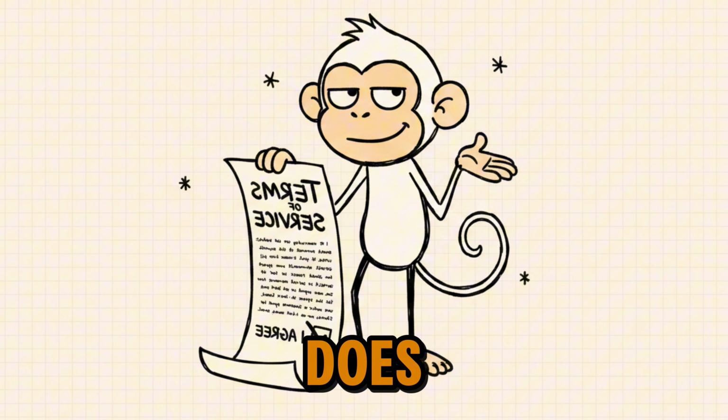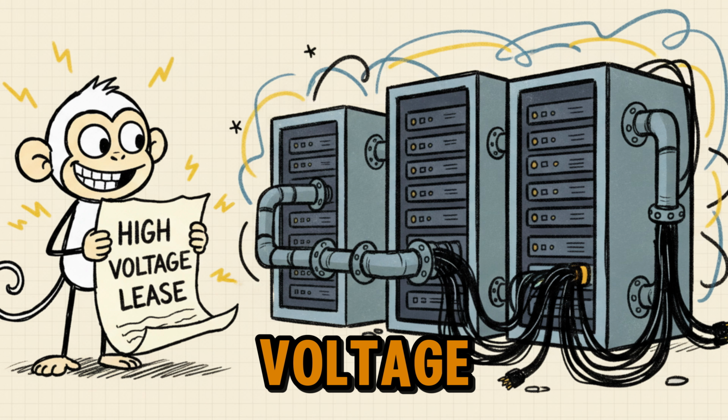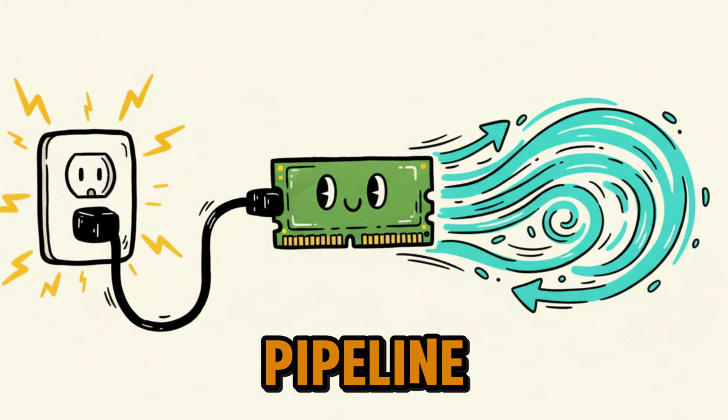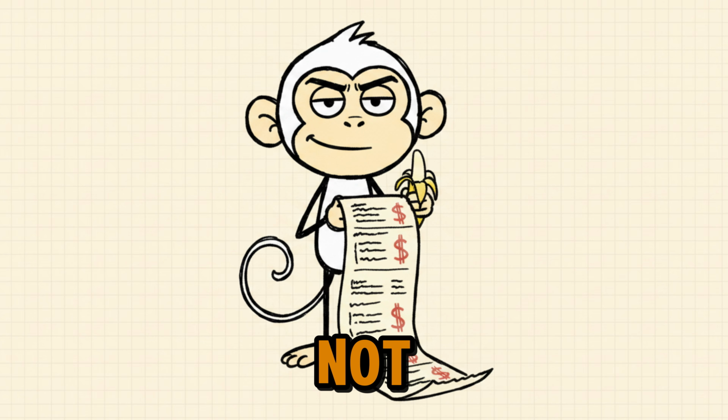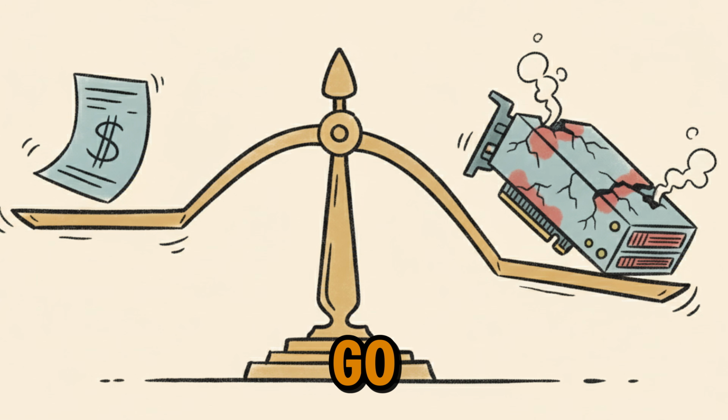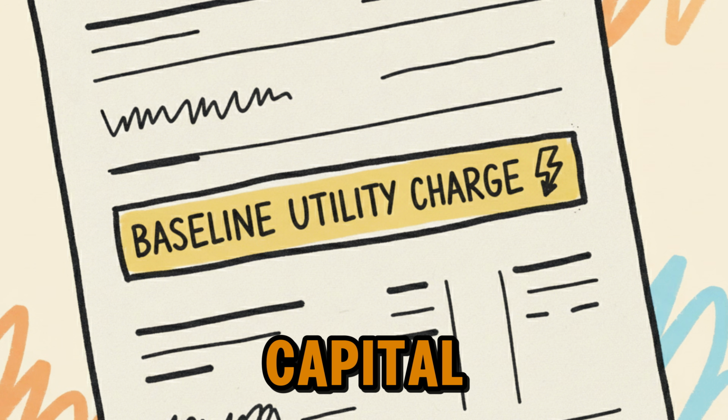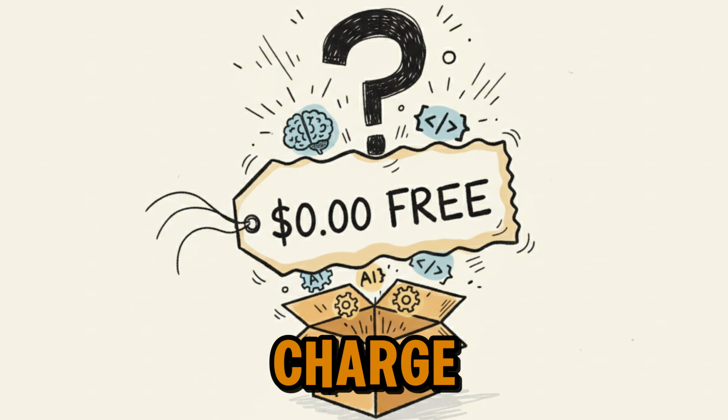You think you just acquired free software. You didn't. Nobody does. You actually signed a high voltage lease on a physical hardware pipeline that turns household electricity into memory bandwidth. You did not eliminate operational costs. You traded a predictable pay-as-you-go software bill for upfront capital decay and a baseline utility charge.